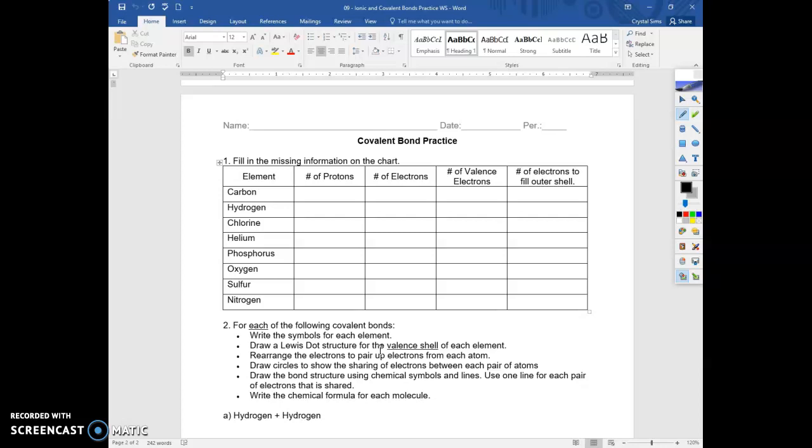It needs 4 more. If we look at hydrogen, hydrogen is atomic number 1, so it has 1 proton, 1 electron. It has 1 valence electron. It needs 1 more. Hydrogen and helium only need 2 electrons to be happy, because they only have that first orbital. They only have the s orbital, which holds 2 electrons. So they only need 2 to be happy. So hydrogen has 1 valence electron. It needs 1 more to be happy.